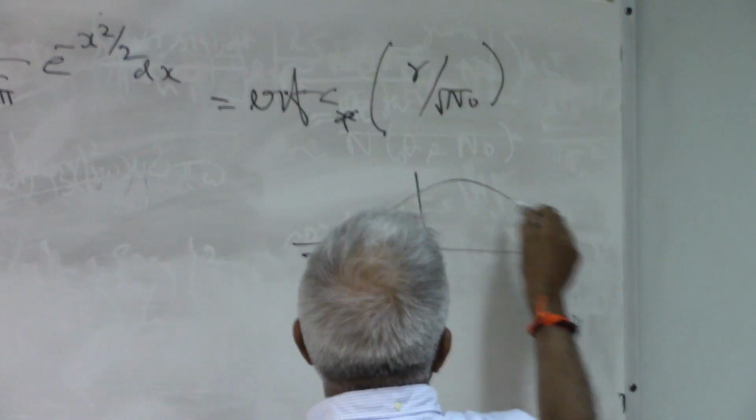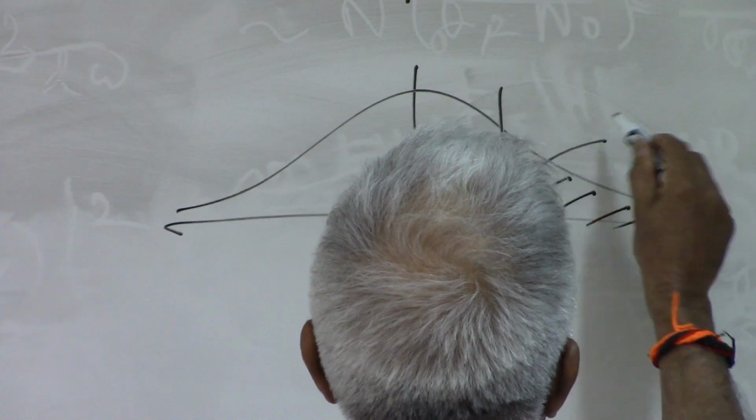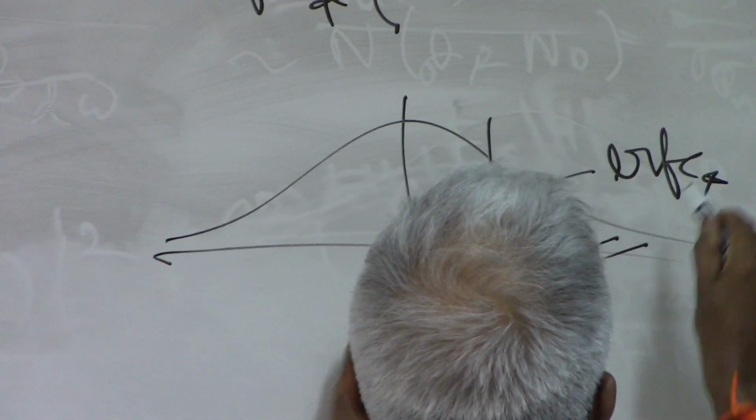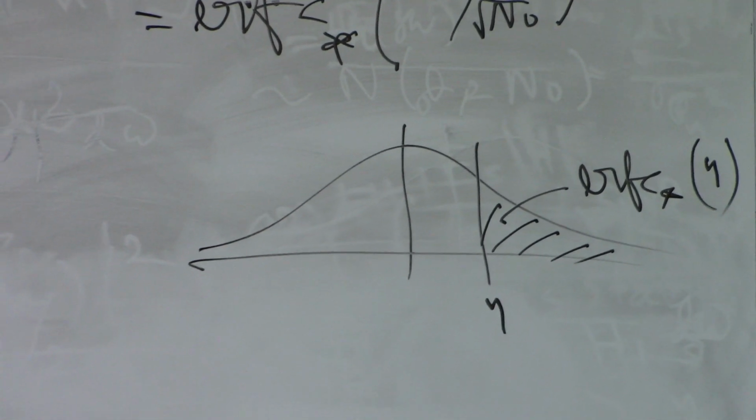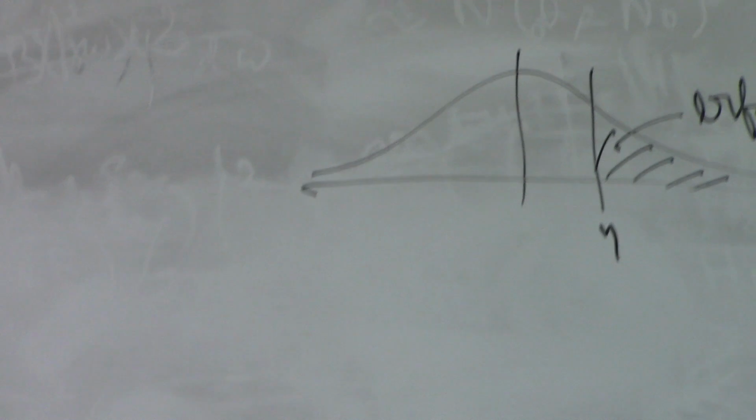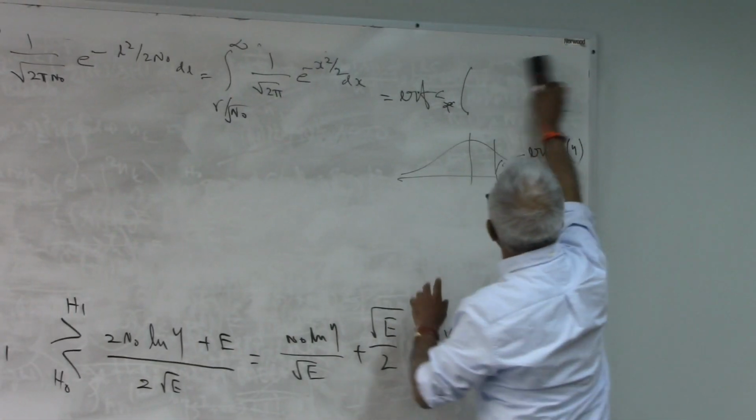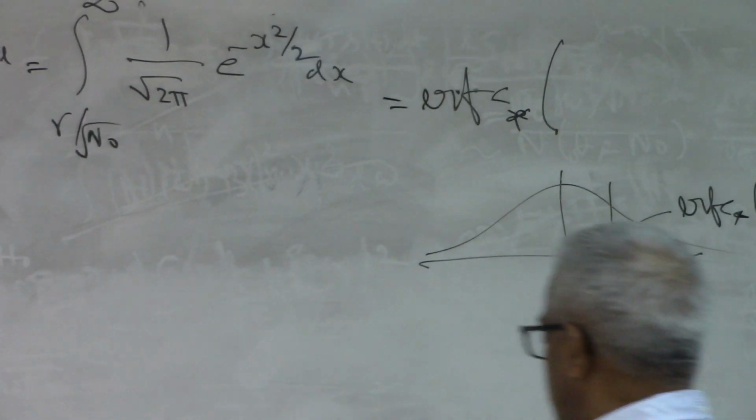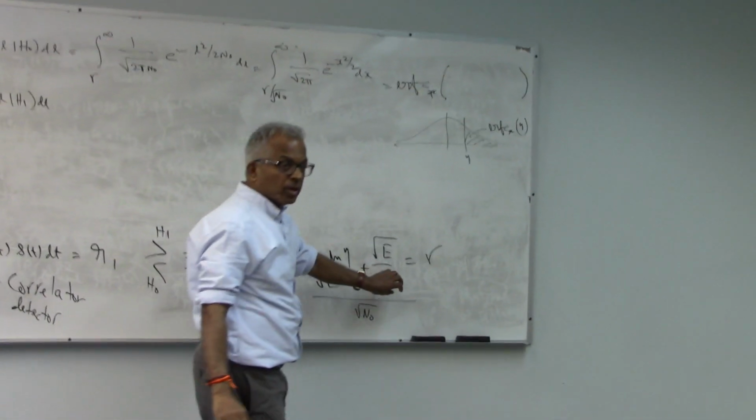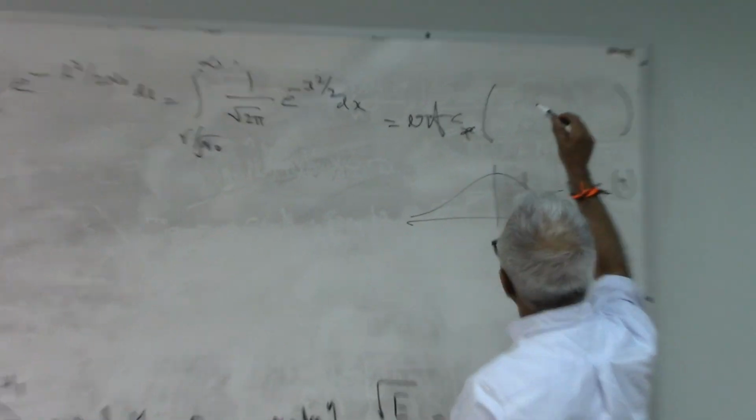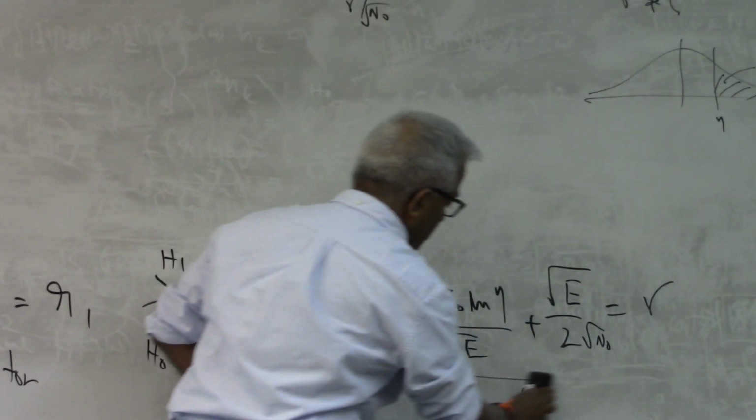Remember what the error function is in the standard Gaussian. If this is the error function of C, that area is the complementary error function. Now let me substitute for gamma. Gamma is this, so I'm going to divide by square root of N0. Notice this will become square root of N0, and there will be a square root of N0 here, because of this.